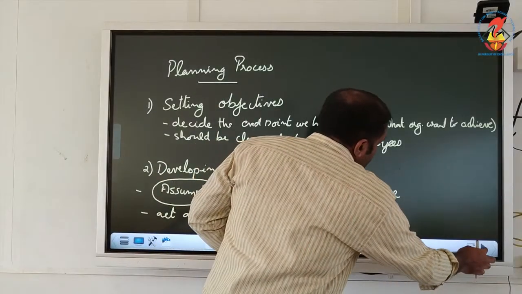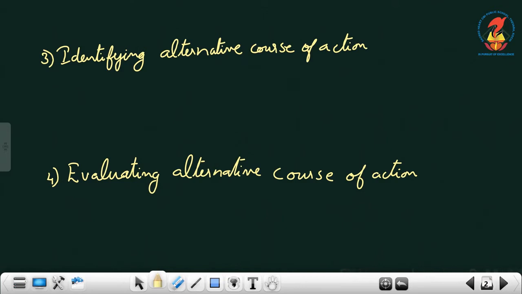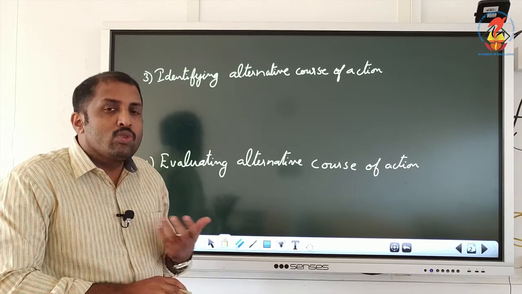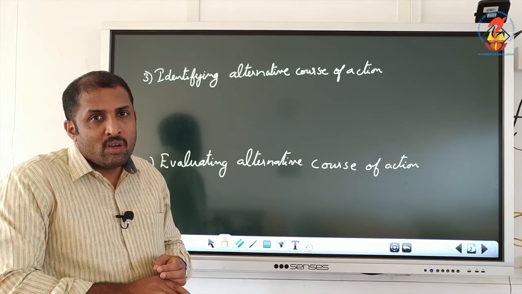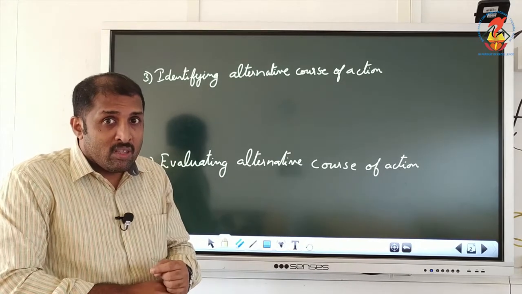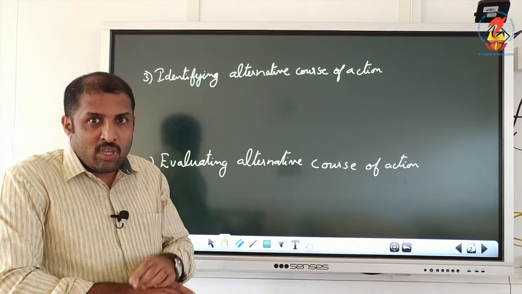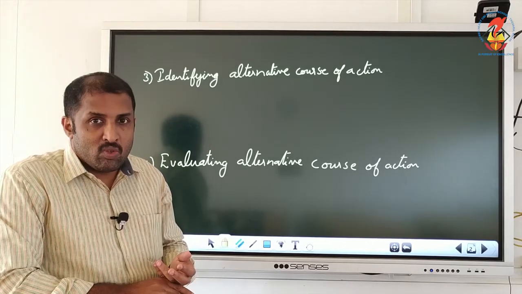Now we move on to the third step, and the third step is identifying alternative courses of action. When we are trying to achieve certain things, there are multiple ways of doing. Teaching can be done verbally, it can be done visually. Various methods can be used.